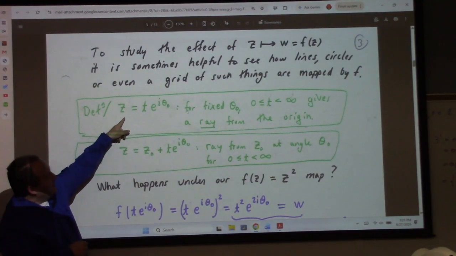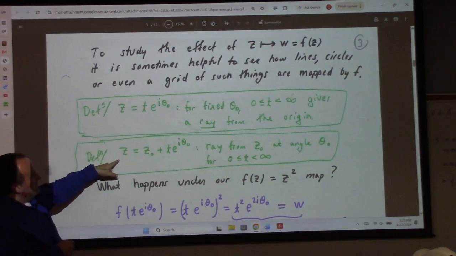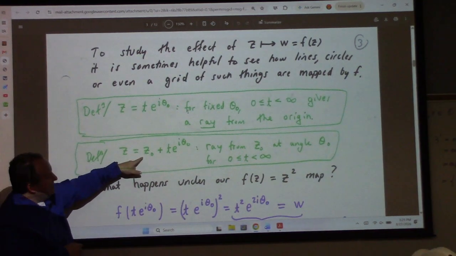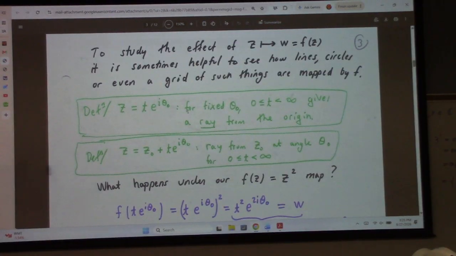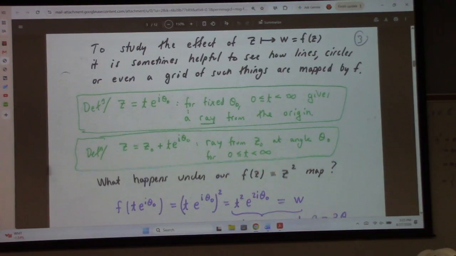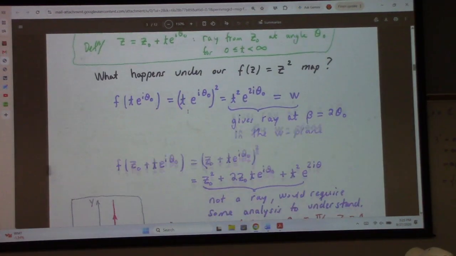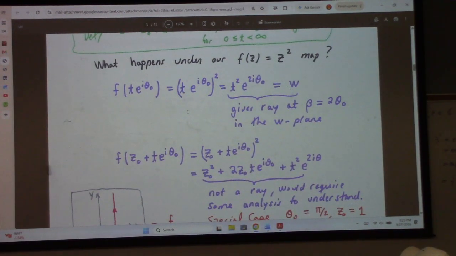So this is a ray that starts at the origin and goes at angle theta naught. This right here is a ray that starts at z naught and goes at angle theta naught. So if you want to parameterize a ray, there's how you do it, okay? And once you have the parametric formulas for the ray, you can feed them to the square function and see what happens. I'm always working with the square function from the start of class.